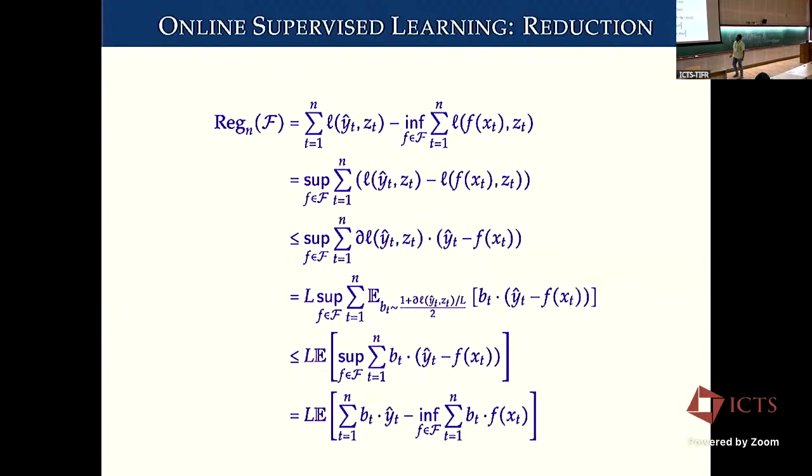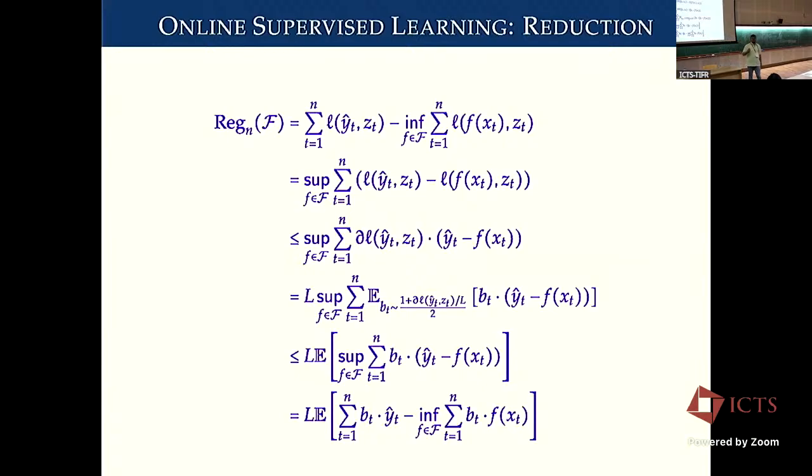And once I do this, expectation is inside the supremum. I can always pull it out. That's Jensen's inequality. So supremum of expected is upper bounded by expected of supremum. And so lo and behold, once I rewrite this supremum back in here, what I have is that my regret, the original regret that I started with, is upper bounded by L times the expected regret, where in here, I just have a bit prediction problem where BT is either +1 or -1.